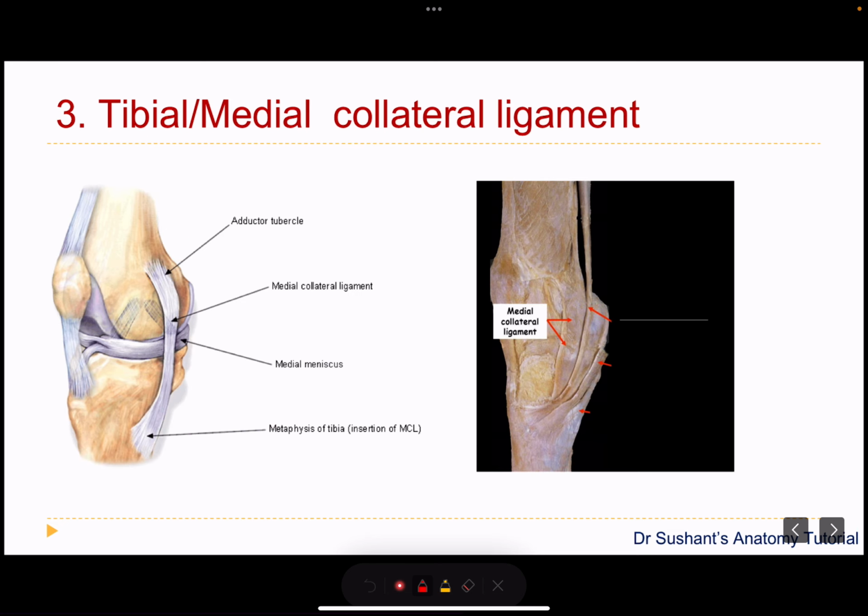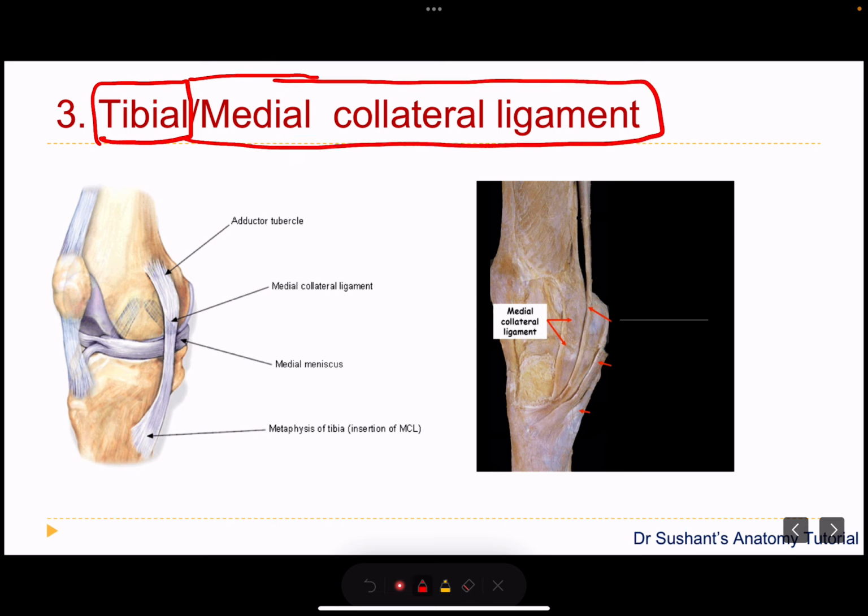Now coming to the third ligament, known as the tibial collateral ligament or the medial collateral ligament. Alright, tibial collateral ligament or the medial collateral ligament. So in this picture, the medial collateral ligament or the tibial collateral ligament, abbreviated TCL, can be seen.